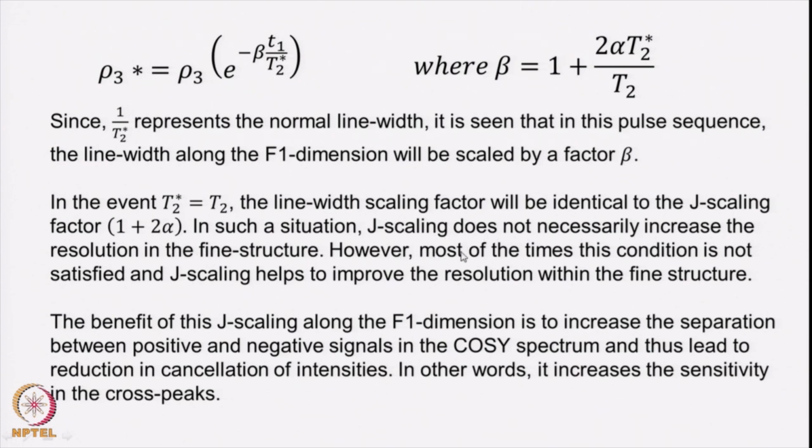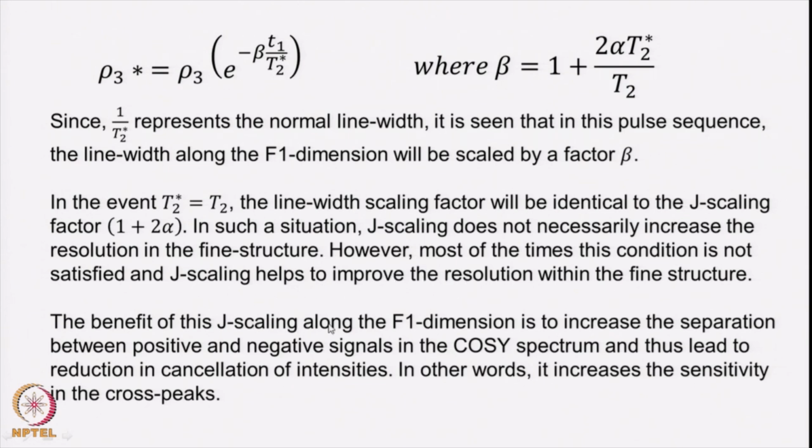However, in most of the cases this condition is not satisfied, and T2 star is never equal to T2. So, the relaxation time constants in the two cases are different. T2 star will be less than T2. Therefore, this factor is less than 1. Therefore, the line width will be scaled by a smaller factor than the J's, and then you will get the benefit of upscaling of the J values, and it will improve the resolution in the spectrum.